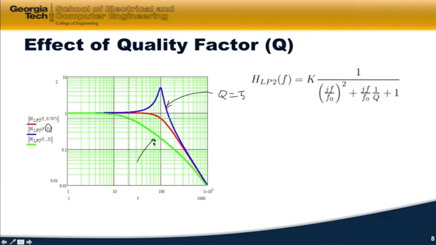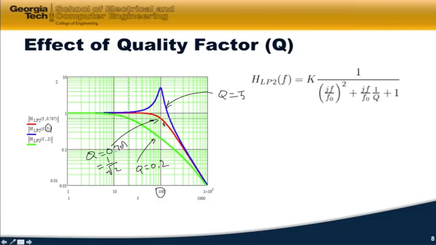The green curve is a low-pass filter with a Q of 0.2. And the red curve is a second-order low-pass filter transfer function with a Q equal to 0.707, or 1 over the square root of 2. You can see that the quality factor affects the behavior of the transfer function near the resonant frequency of 100 Hz.